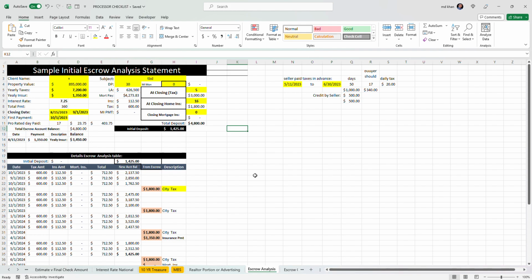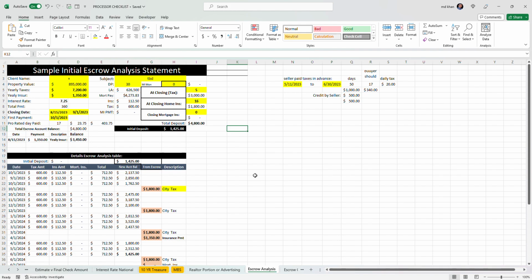So he already made the payment of $1,800 on July 1st. But since we are closing, we have to pay half of that money to him, which is $900. So we have to pay $900 to the seller, and we have to pay 2 months in escrow. So the 2 months in escrow for taxes will be another $1,200, so $2,100.